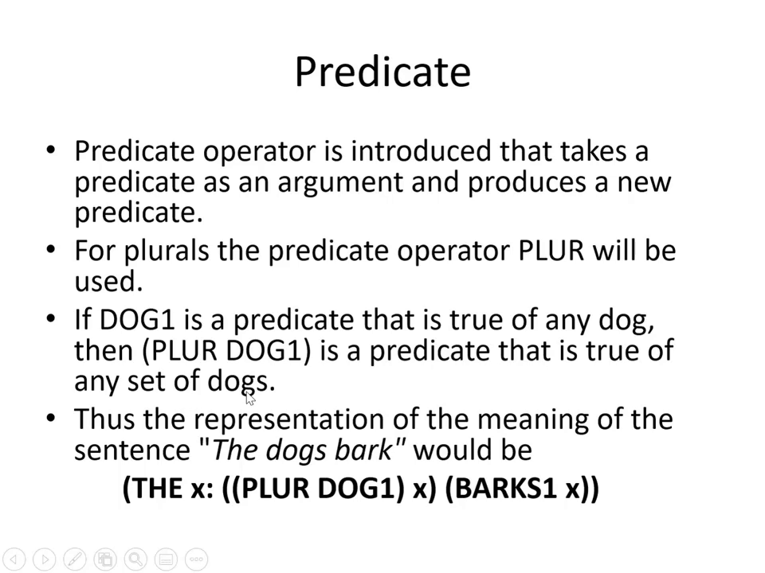That means if you have a sentence, the dogs bark, it would be the X, plural dog 1, who are X and barks X. So here initially you have dog D1. Those are plural, so to represent that we can use this plur predicate.